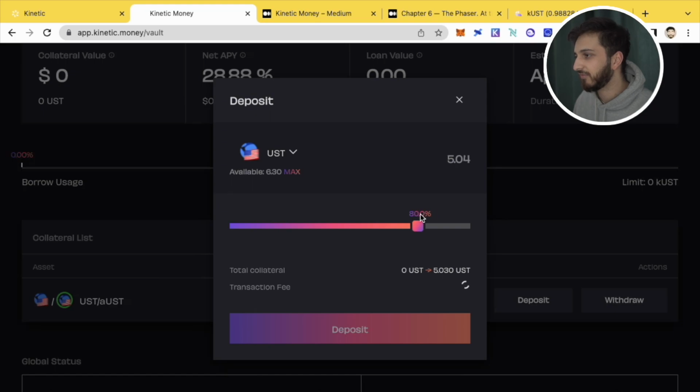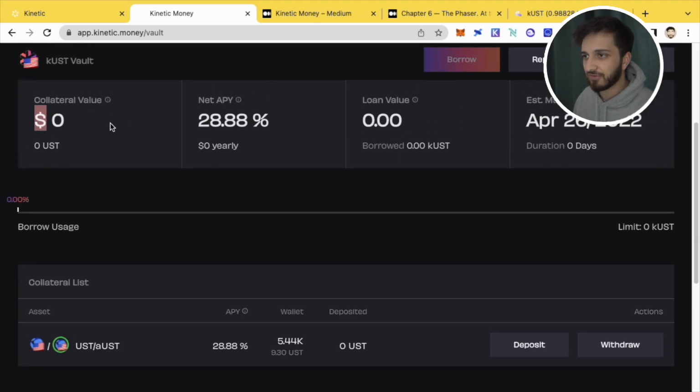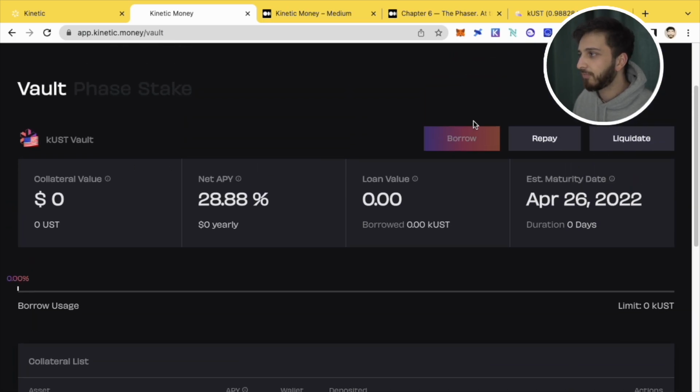Okay, so we're just going to enter a random amount of UST. We can enter 5 UST or however much you want to deposit into the protocol. Once you click deposit, you'll pay the small transaction fee, and you'll see your collateral value here of however much you've deposited. You can then borrow against it.